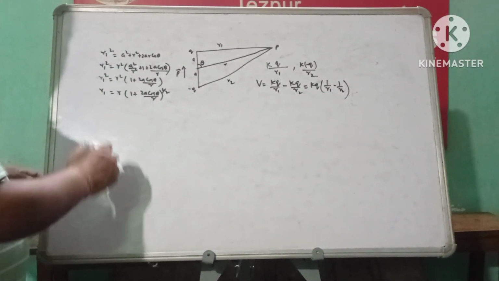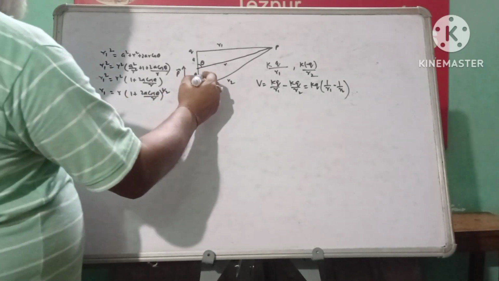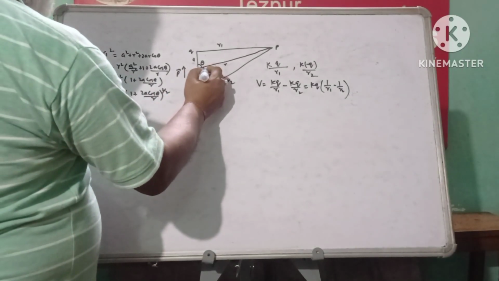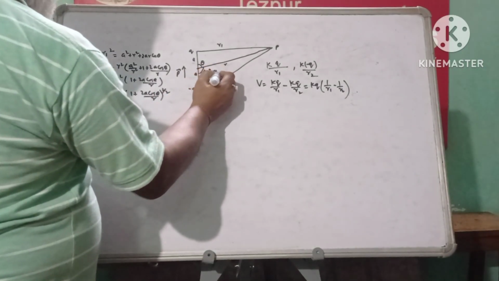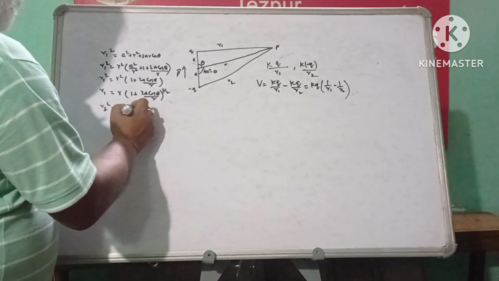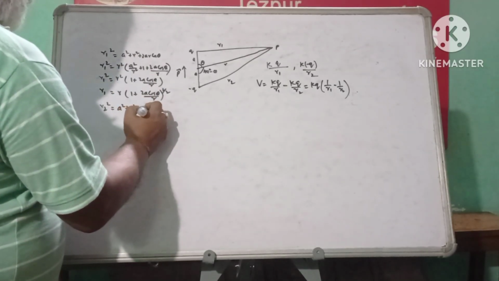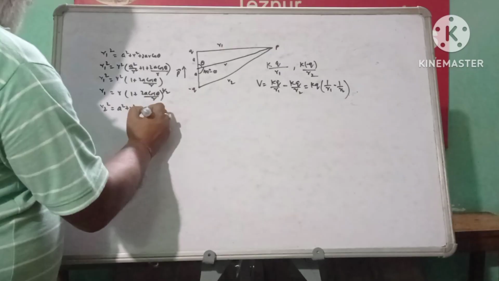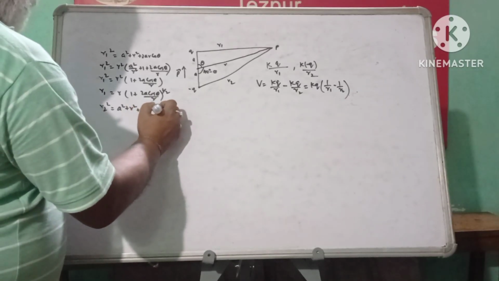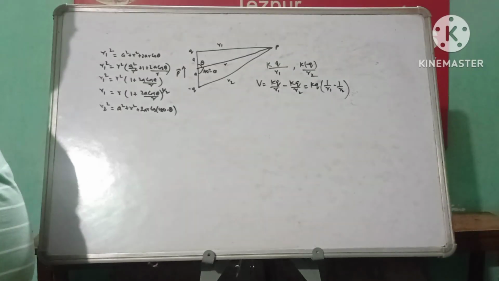Now we are going for R2. Your R2 square will be equal to, again, we have to apply the cosine rule. The angle will be 180 degrees minus theta. So R2 square is A square plus R square plus 2AR cos of (180 degrees minus theta), that is pi minus theta.